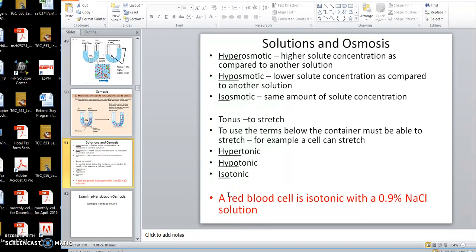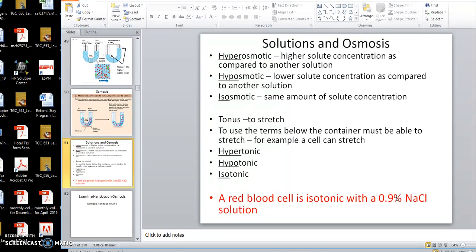Now I want you to check this out. A red blood cell is isotonic in a 0.9% sodium chloride solution. That means if you put a red blood cell in a 0.9% sodium chloride solution, how do you make that? That would be 99.1 parts water and 0.9 salt. That's as simple as that.